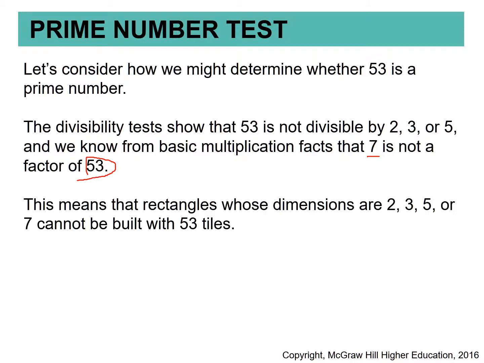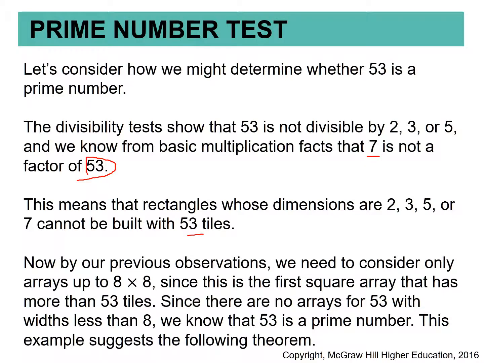And I can show that I can't build any rectangles with these dimensions that only use 53 tiles to make. Now, I said we didn't have to test the next prime number, which is 11. But even if we tried to test the next composite number, which is 8, 8 times 8 is 64. That's still bigger than 53, so we don't have to test anything bigger than 7.